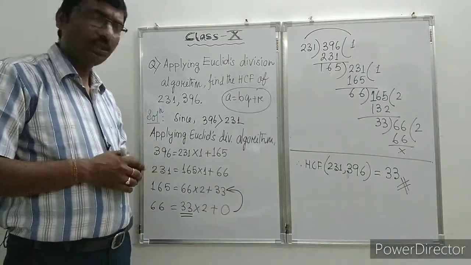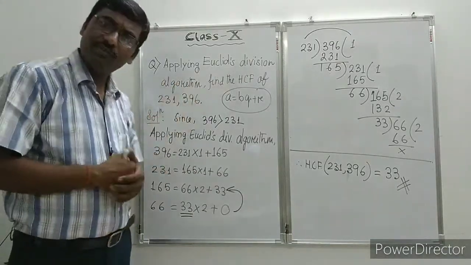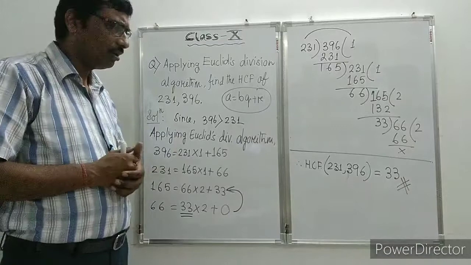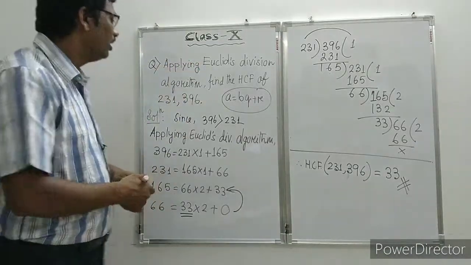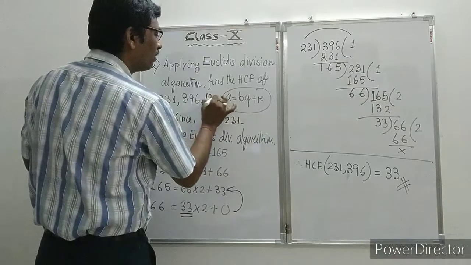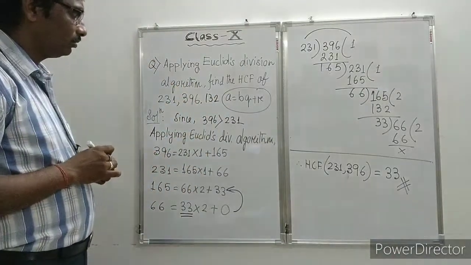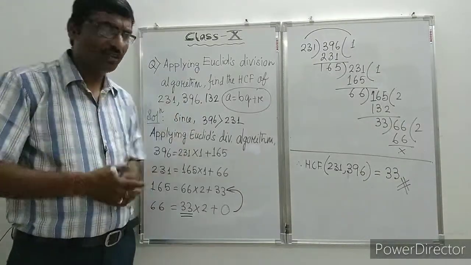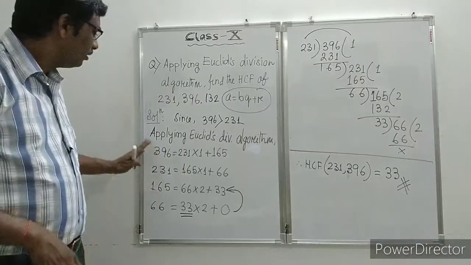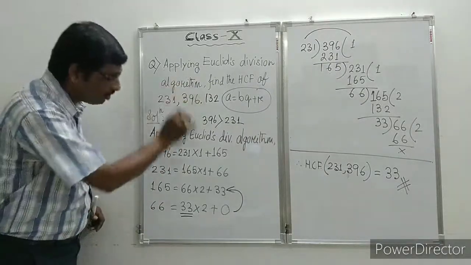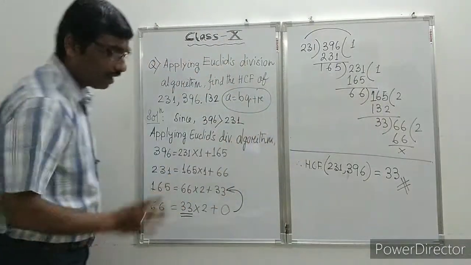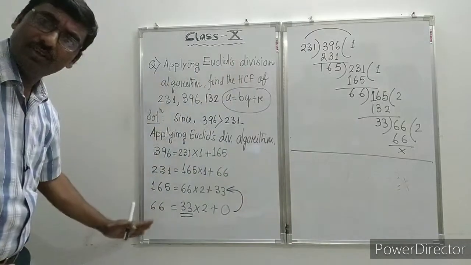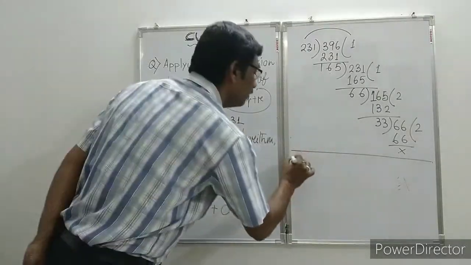Now what happens if 3 numbers are given? You have to find the HCF of 3 different numbers by using Euclid's division algorithm. So what you do, first of all you take any 2 numbers. Suppose in this example, one more number is given, suppose 132. Then what will be the HCF? So it is very simple, very easy, nothing much to do. The first procedure will be the same: find the HCF of the first 2 numbers, but don't write the answer yet. First you do as usual, find the HCF.